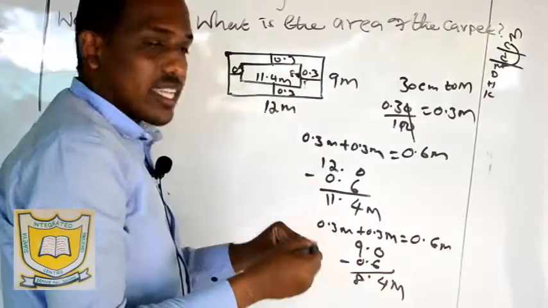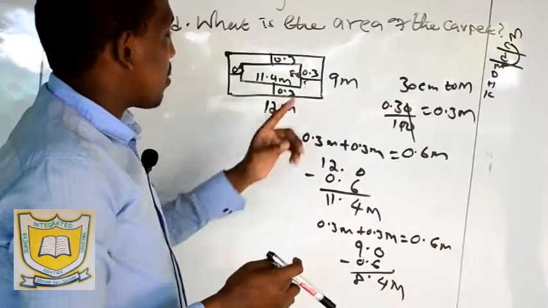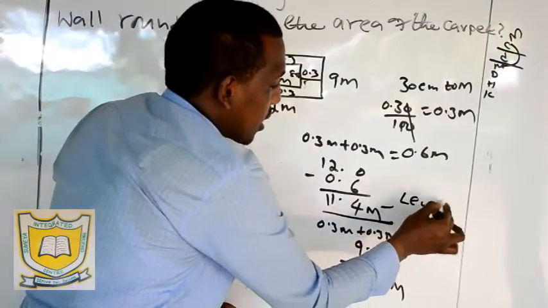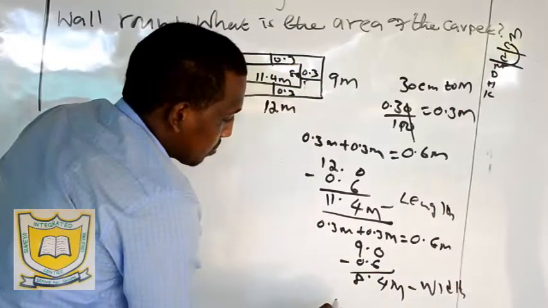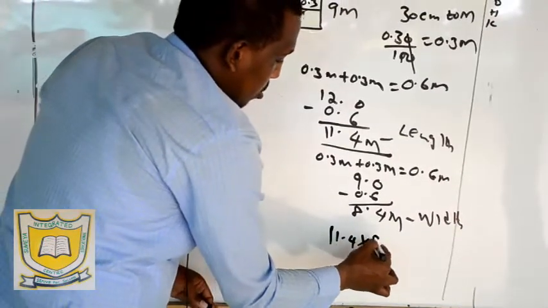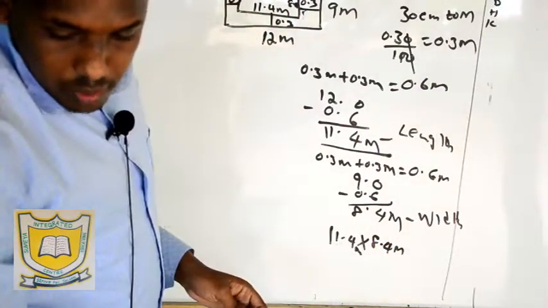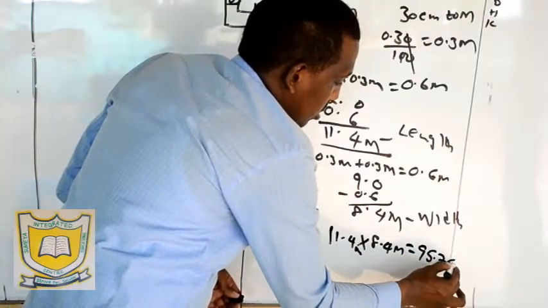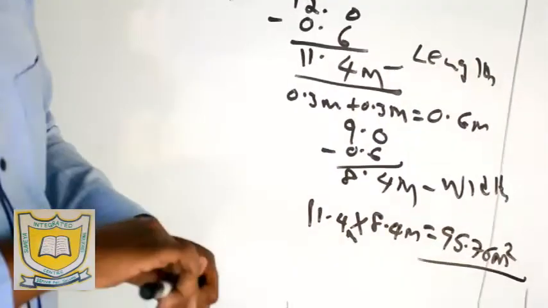So they said now get the area of the carpet. Now it's very easy. You only multiply to get the area of the carpet. You multiply length times width. So remember, this was the length and this was the width. So to get the area, you multiply. You say 11.4 multiplied by 8.4 meters. After multiplying, you will get 95.76 meters squared. That's how we get the area of that figure.